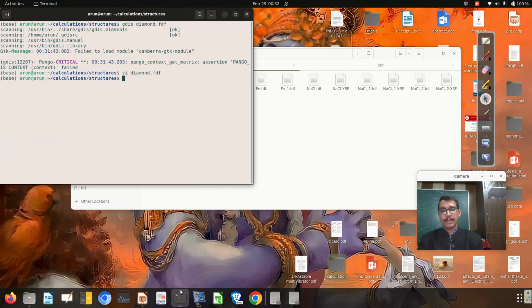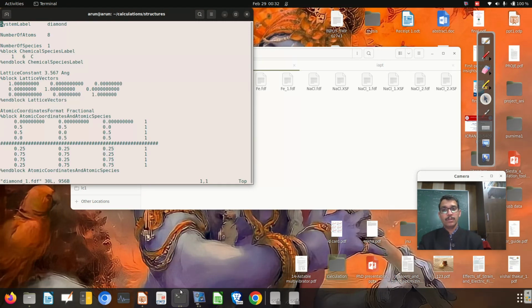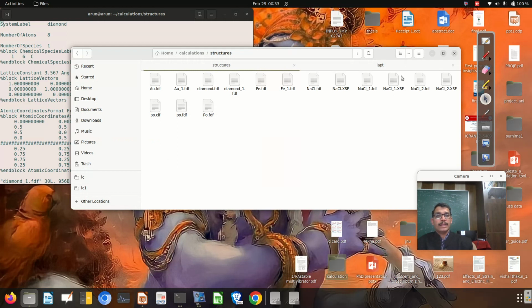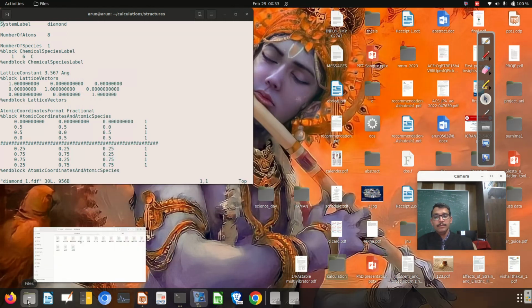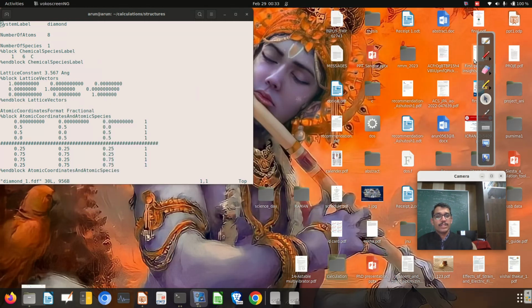Let me go back to, see here, there are, see, these are the 1, 2, 3, 4 atoms in the first cell, first FCC cell, and these are in the second cell, second FCC cell.